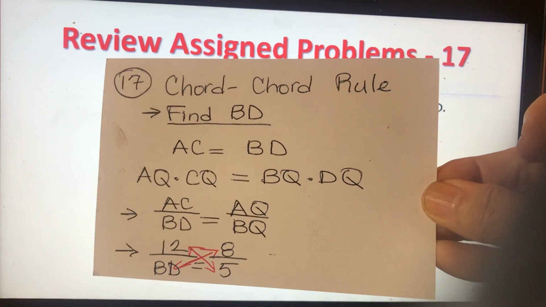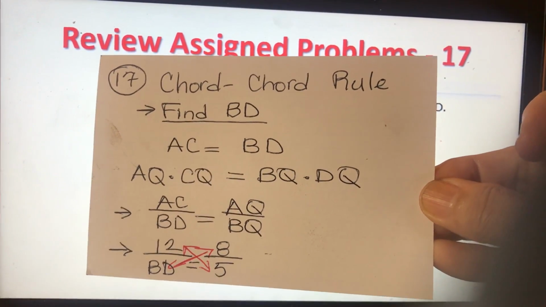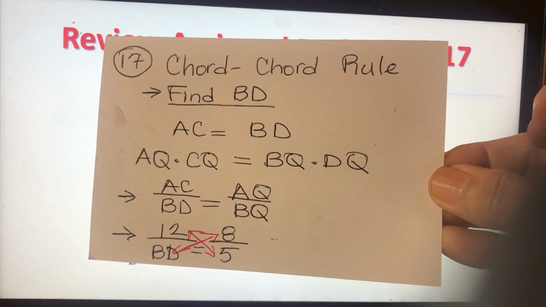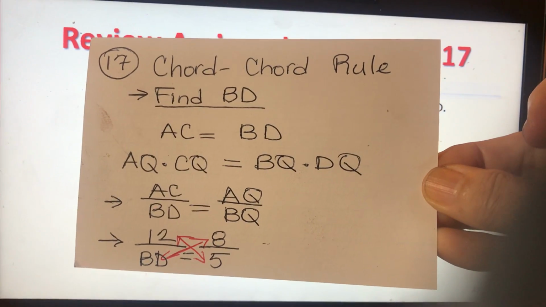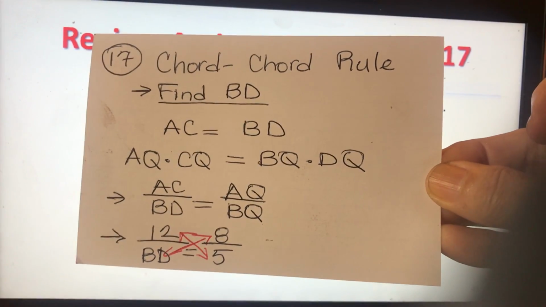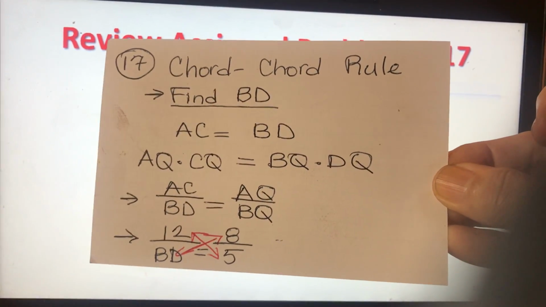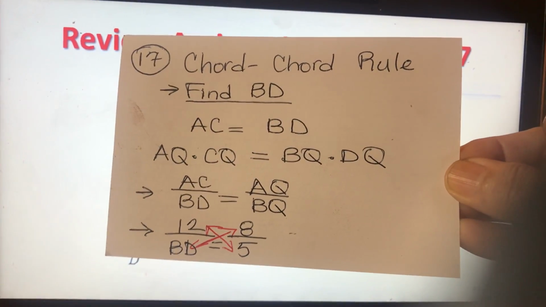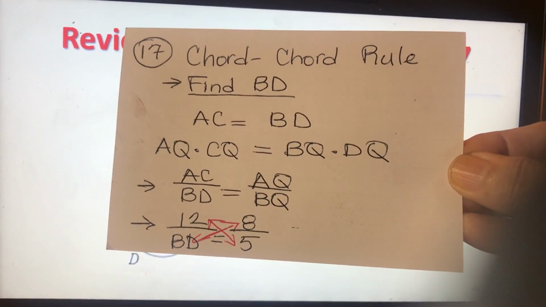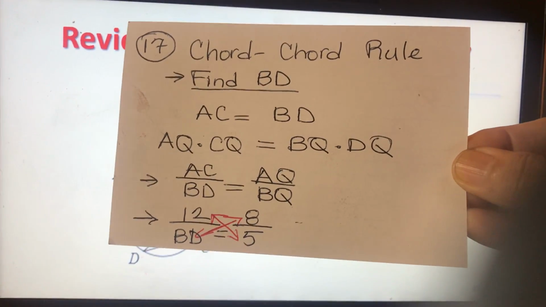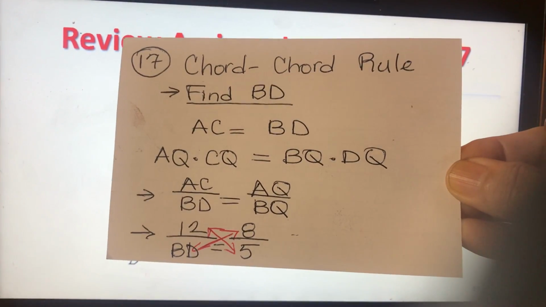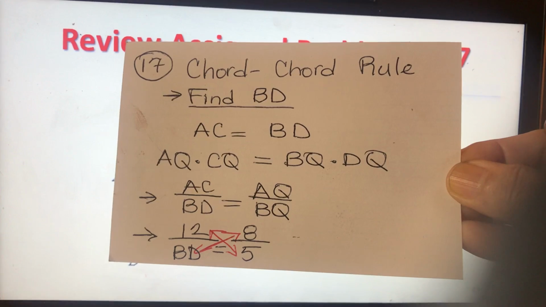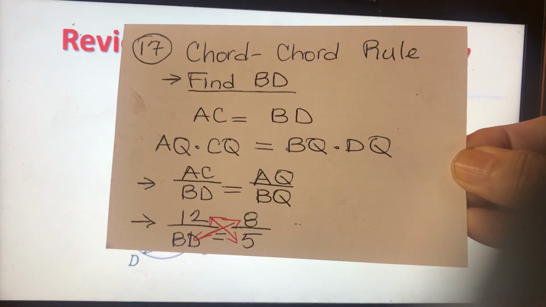Having that equality between the two line segments which comprise chords AC and BD, now we can establish a proportion statement, which says as follows. AC is to BD. Why? Because AC and BD are equal. So we can say that AC is to BD as AQ is to BQ.